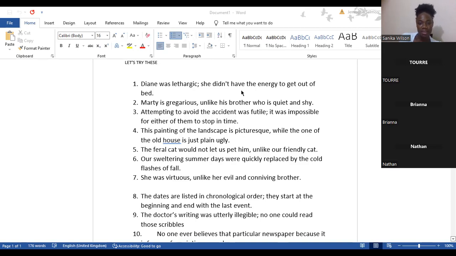Read for me, Nathan. Give me the word that will allow you to understand what the context clue was that was used. Miss, gregarious and shy, those two words. So for number 2, which context clue was used? Is it antonyms, miss? Which word will allow you to say antonym is the answer?